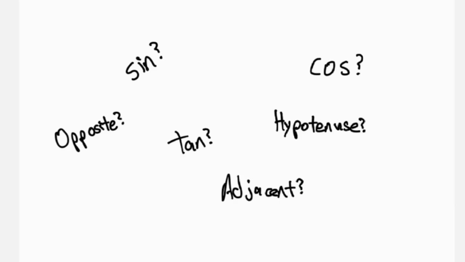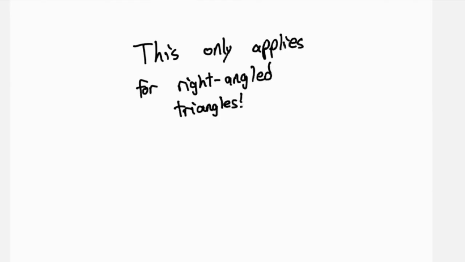In this video, I'll be covering the three trigonometric functions of sine, cosine, and tangent. This only applies for right-angled triangles. Let's look at a right-angled triangle. It will have three sides. We can label the angle that we're looking at theta.